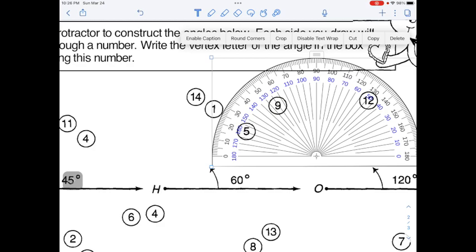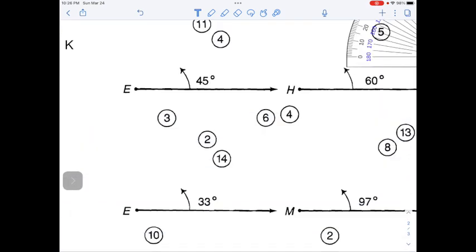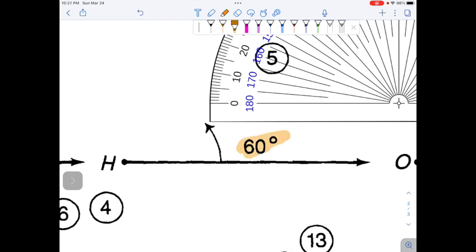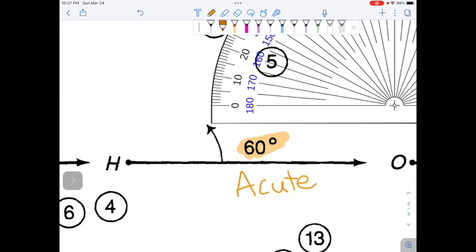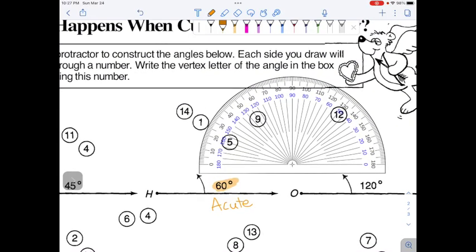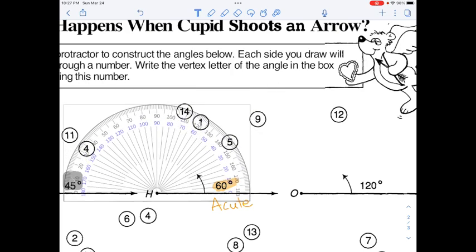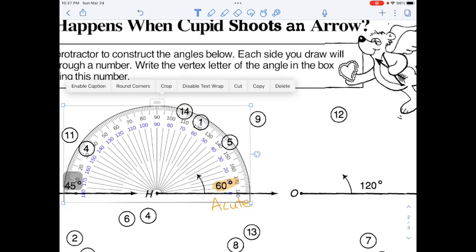So I'm going to move it in just a moment, but the other thing I want you to see is that we are going to make an angle that is exactly 60 degrees, which tells me that I really want an acute angle. That's going to be important when we move the protractor. So let's give this a shot. I'm going to move it so the dot by the H perfectly matches.